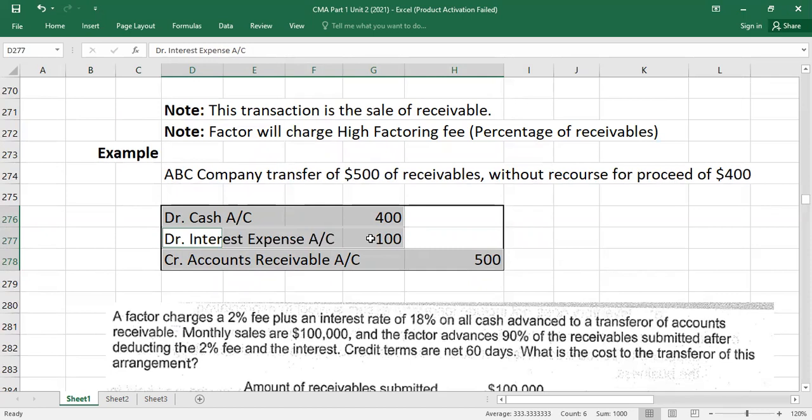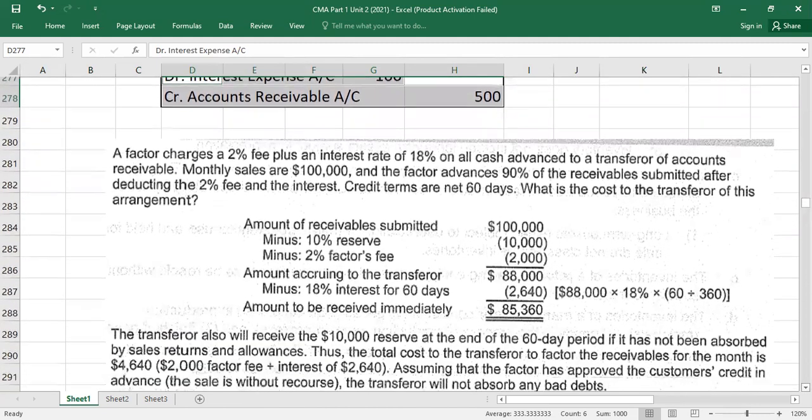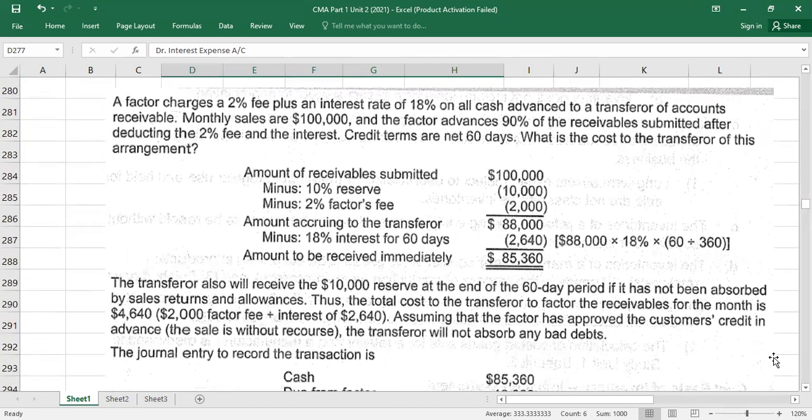Sometimes, guys, when the factor company charges a factoring fee, which is a percentage of receivable, that is called loss on the factoring. That is also recorded in the financial statement. This entry will be made clearer with the help of the examples below. So here we have a small example which I'm going to talk about.